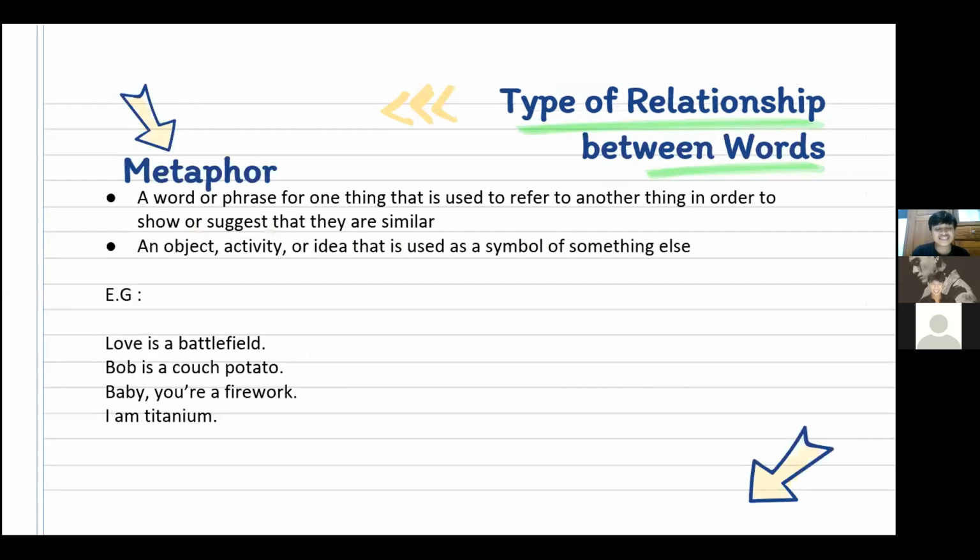So the next one is metaphor. What is metaphor? A metaphor is a word or phrase for one thing that is used to refer to another thing in order to show or suggest that they are similar. An adjective, an activity or idea that is used as a symbol of something else.